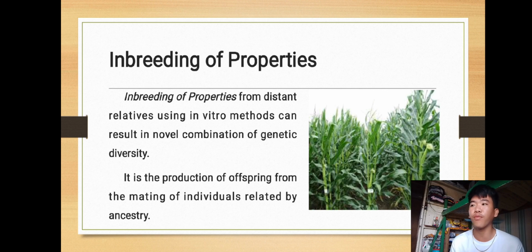Next is inbreeding of properties. Inbreeding of properties from distant relatives using in vitro methods can result in novel combinations of genetic diversity. It is a production of offspring from the mating of individuals of related ancestry. So mao na siya kanang inbreeding, kanang magbreed ta og usa ka species with the same variety. So naka-enclose siya sa ilahang mga relative variety.